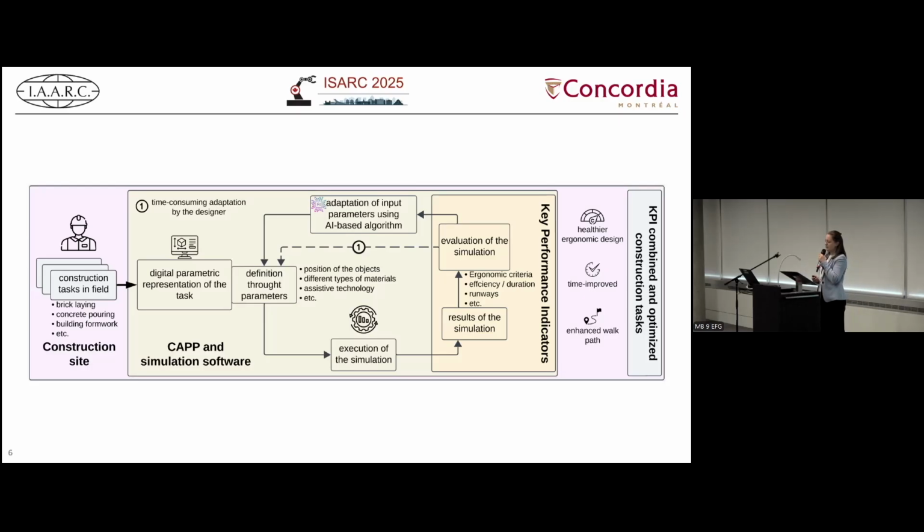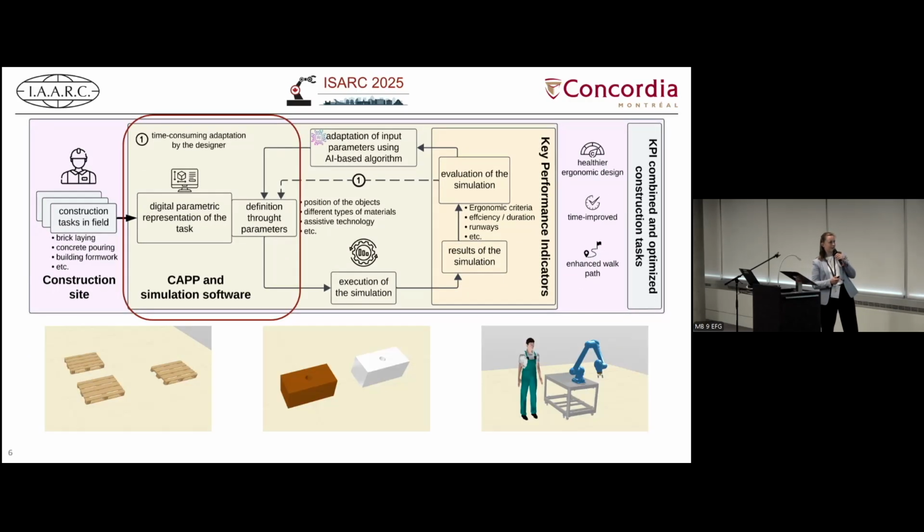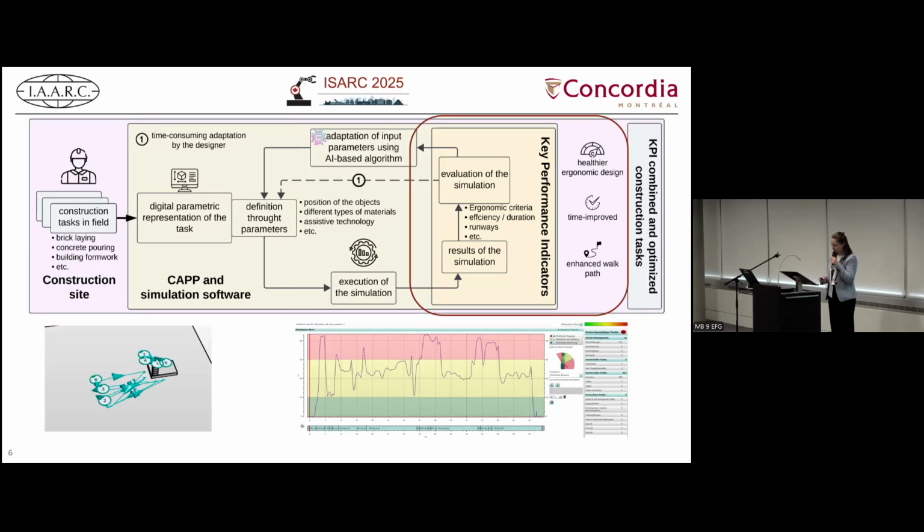And when we have this part, after setting up, as we just discussed, we can execute the simulation, and then we get the results. You can see here the spaghetti chart as well, or the movement information of the human. And then we have our KPIs. In our case, it's the ergonomic criteria, but also the task or process duration, as well as the runways.